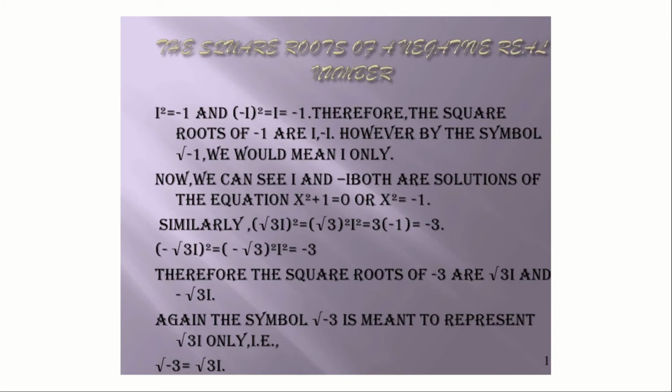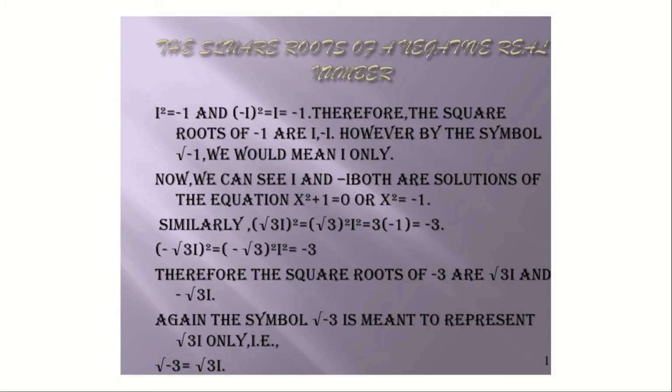If they ask a question like what are the square roots of minus 1, we can take it as i or minus i. But if they ask what is the symbol of root of minus 1, then we need to mention it as i only. Now we can see i and minus i are both solutions of the equation x squared plus 1 equals 0, or x squared is equal to minus 1.